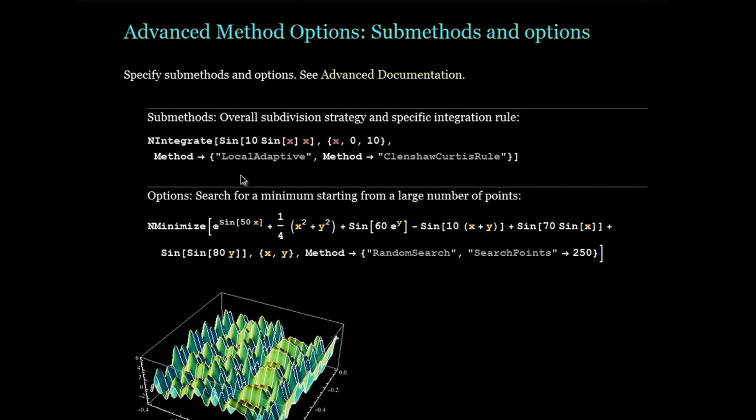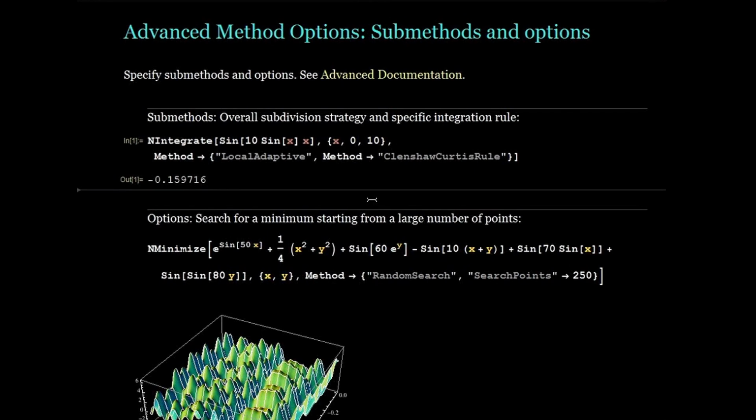Just as Mathematica functions have options, most methods in Mathematica's numerics functions possess options of their own. These are specified in a list, where the method name is the first element of the list, and the remaining elements of the list are the options.